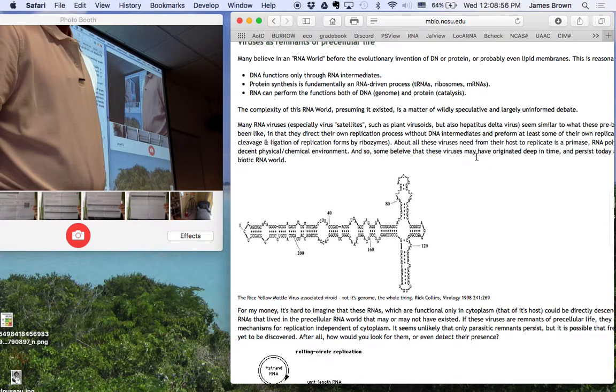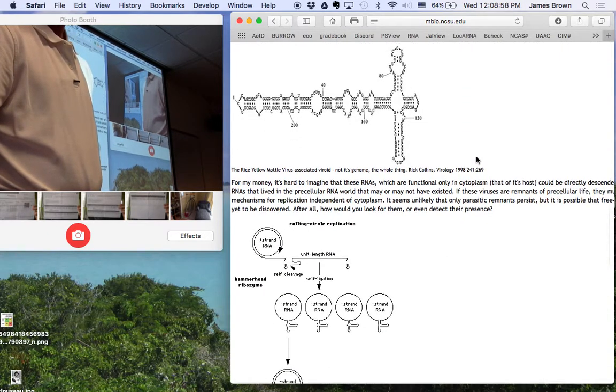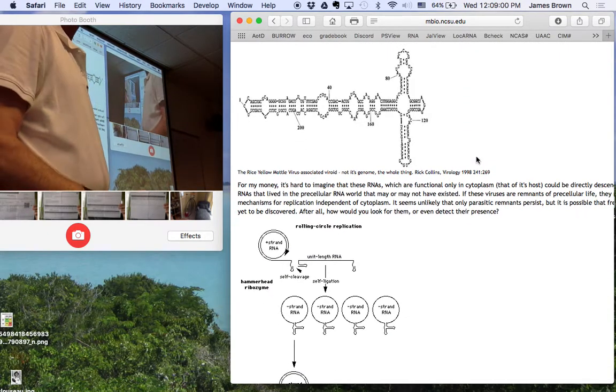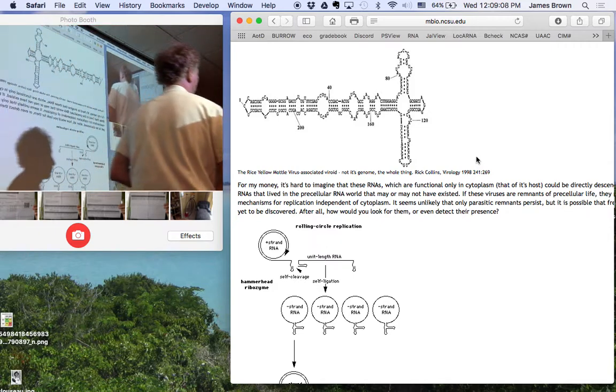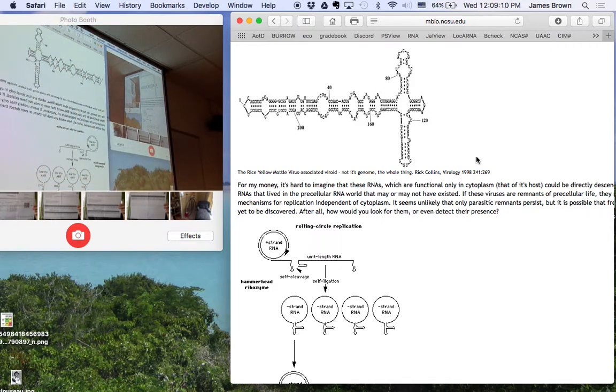If we started with RNA, let's say that we get something in RNA, what would have been the benefit to having that evolution to DNA? DNA is a lot more stable. It's much less subject to chemical and physical damage.